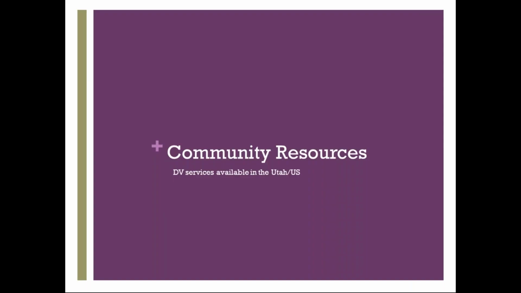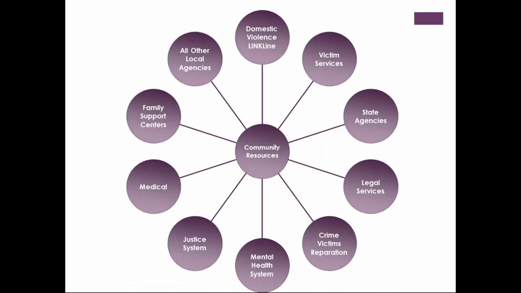So, community resources. There are a number of resources available in Utah. So for example, here's a little resource wheel, kind of a list. The community resources that we have available would be like victim services, so going to a domestic violence service provider, family support centers, legal services. There are a number of organizations that offer free or discounted legal services, right? There are services that are out there, and a lot of them are not as well known as others, right? Mental health system, justice system, and medical stuff like that.